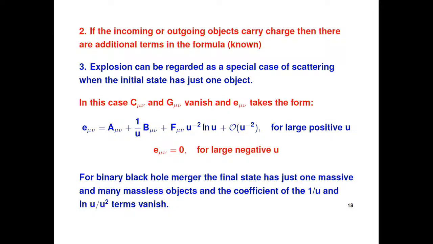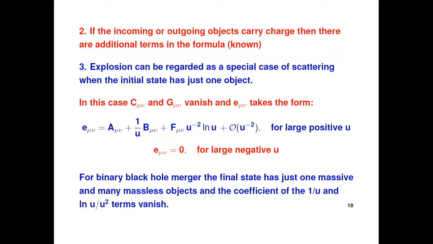I started the talk by describing explosion, but explosion of course can be regarded as a special case of scattering when the initial state has just one object, one object blowing up into many objects. That's also part of this general idea of collision. In this case, the early time coefficients C mu nu and G mu nu will vanish. It just follows from the formula, and E mu nu will take this form. Only the late time behavior is important.